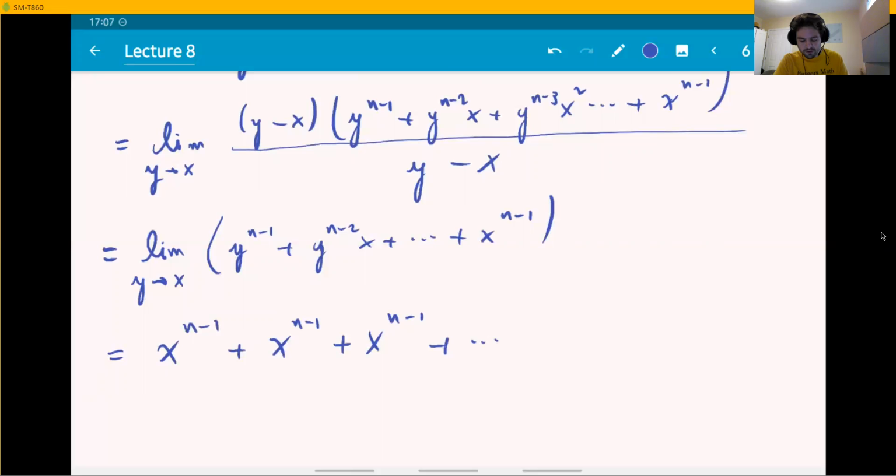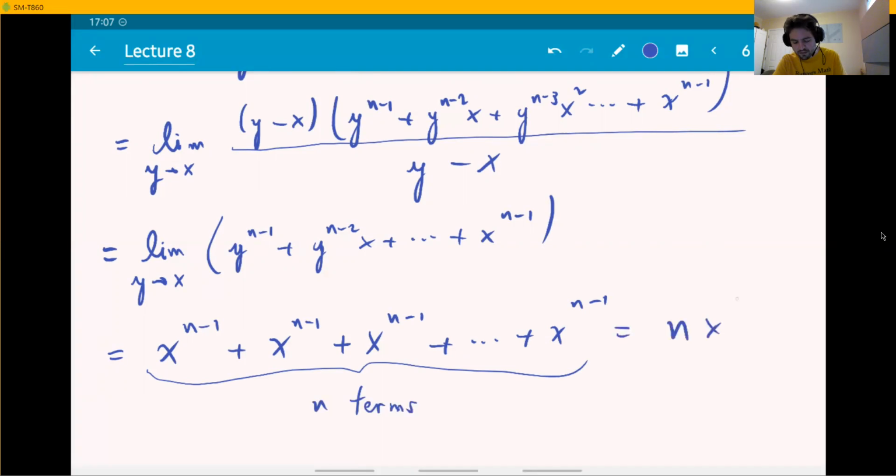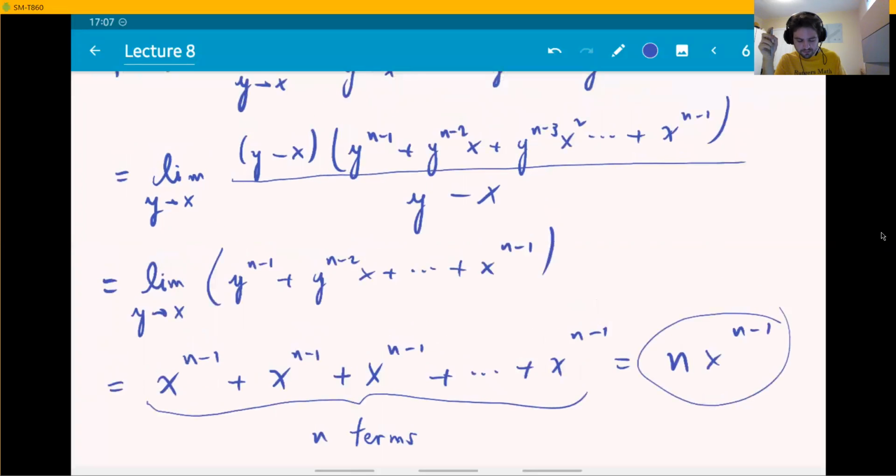And remember that I told you there are n terms in this sum. But now they are all the same, so you can basically write n times that term. And that's the derivative of x to the n, once again, which you'll probably remember if you've taken calculus before. This is called the power rule.